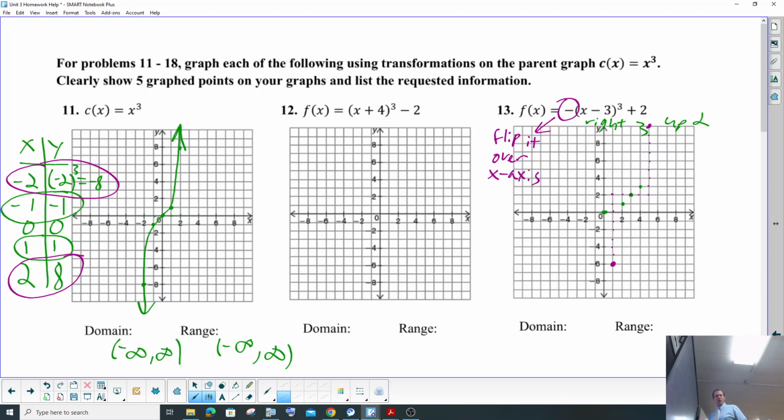So I think in my 5th period today it was Sabrina. Shout out to you for saying flip it over the x-axis. Jolly Rancher.